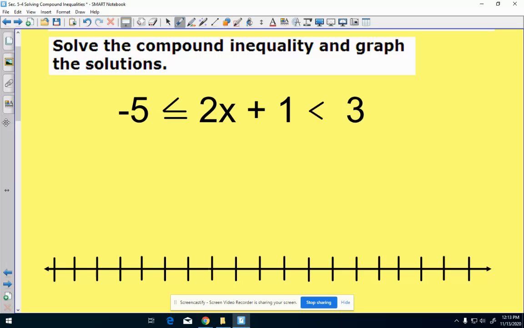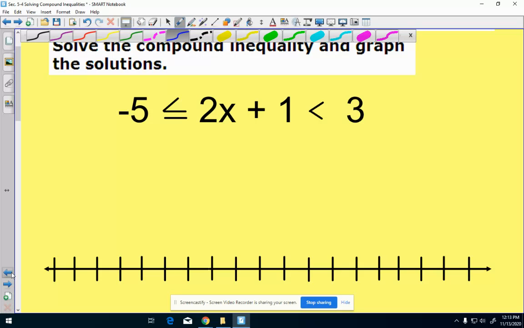Perfect. So if you have not yet, you should have this on your paper. Maybe you do something like this in your notes, like split your paper in half. We're going to look at an and inequality on the left-hand side, and over on the right-hand side, we're going to look at an or inequality, so you can see the difference between the two. This would be an example of an and.